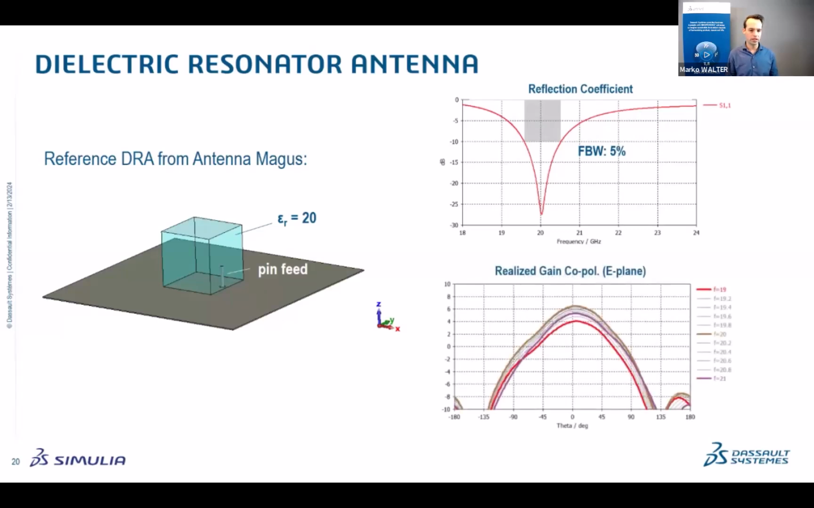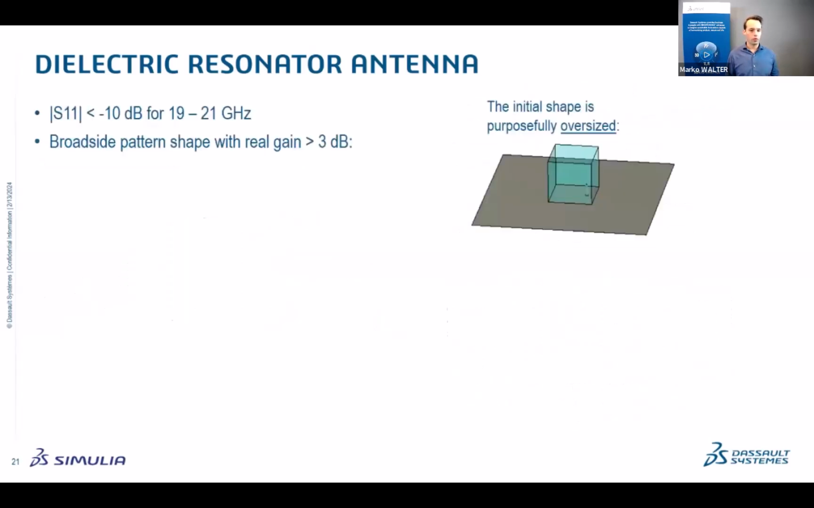And you can see the realized gain copol in the E-plane, how this looks. And it varies quite a bit over frequency. So our aim is to see if we can increase the bandwidth. In fact, we want to double the bandwidth in this case. So what we do is we set a constraint on S11 to be below minus 10 dB again, but in this case, from 19 to 21 gigahertz.